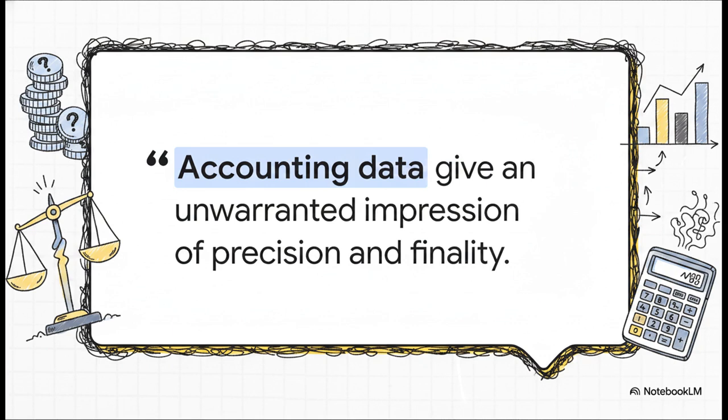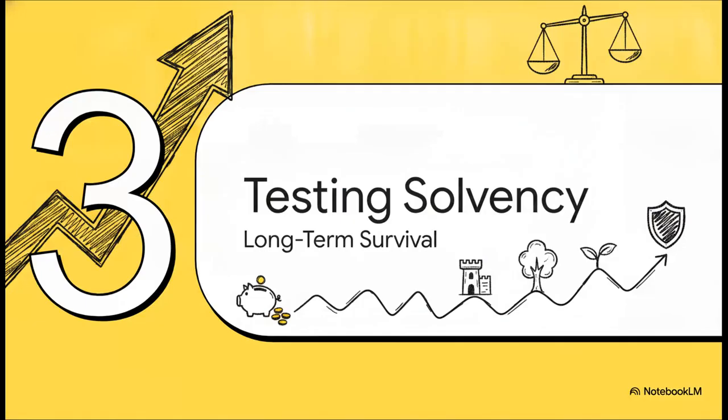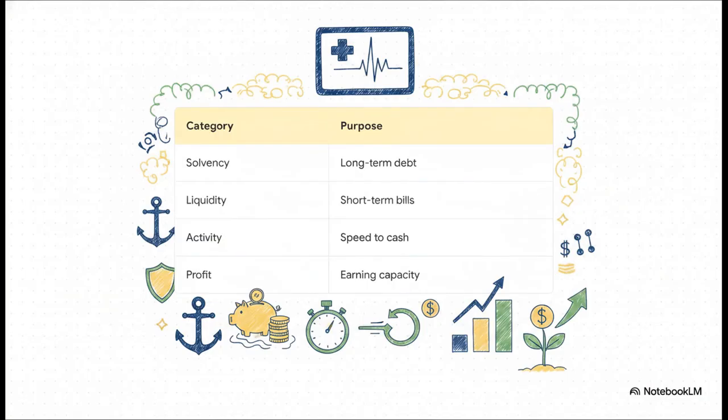If the base numbers are flawed or just based on different practices, well, the ratios derived from them are going to be flawed too. Moving on to Section 3, Testing Business Solvency. Think of this breakdown like a medical chart. To run a full, comprehensive business checkup, we categorize our ratios into 4 main diagnostic buckets.